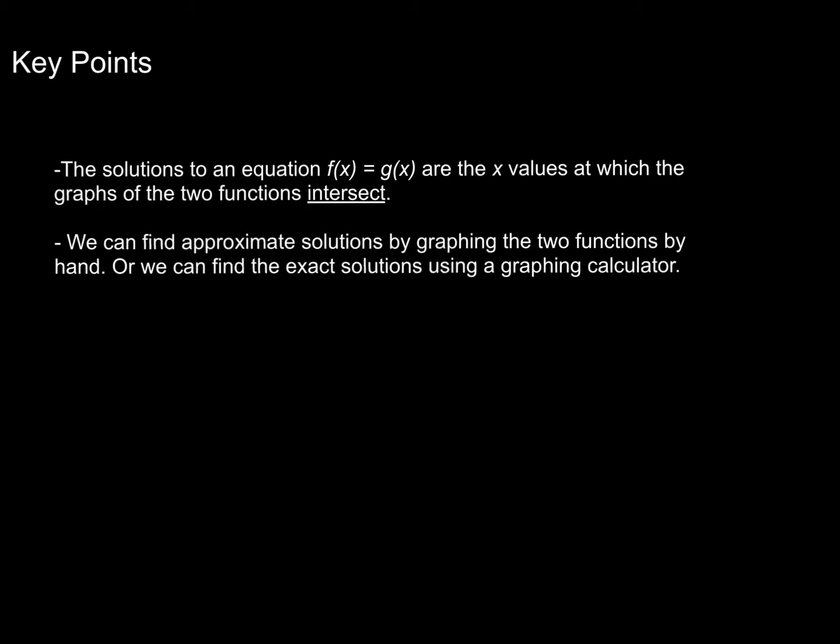So the key points here are something that we've seen before, right? The solutions to an equation f of x equals g of x are the x values at which the graphs of the two functions intersect, or in other words, have the same y value. And so we've actually solved these already by solving the equation f of x equals g of x by hand, and now we can see that we can find the approximate solutions graphically by graphing the two functions and looking for the points of intersection. Alright, so let's go ahead and try a couple of problems now on your own.